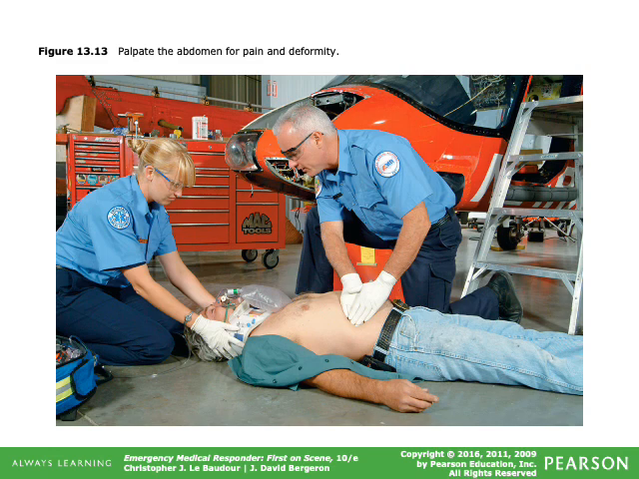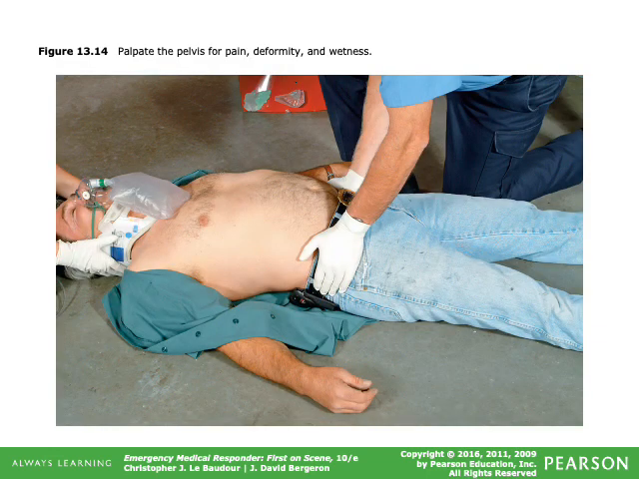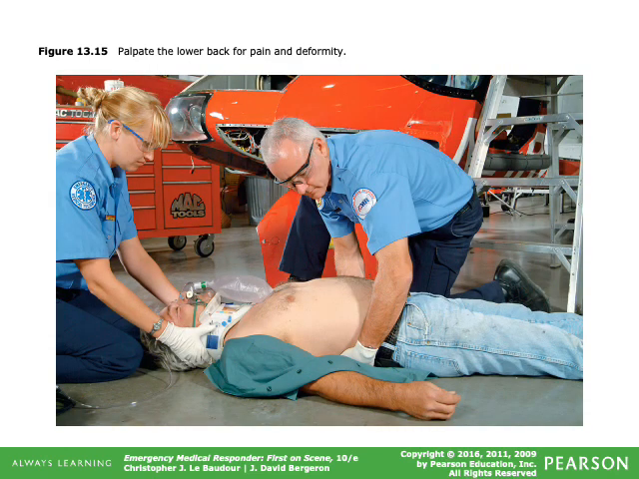This is just the provider inspecting the abdomen. It's palpating the pelvis for pain, deformity, and wetness. The wetness could be in the form of blood or urine. The incontinence of urine can tell us some things about the patient's injury. You see he's got both hands trying to palpate up under the patient.